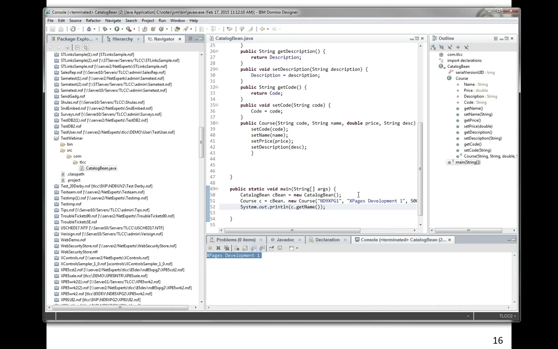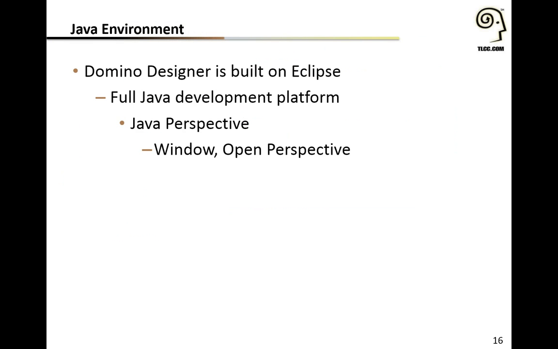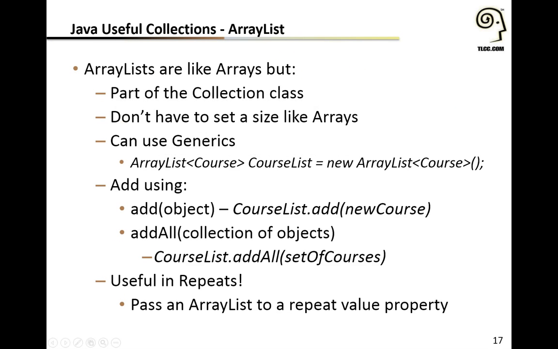So I know my course object's working, and we can take it a step further and build that course list that's going to hold a collection of courses. So let's go talk about that for a second. What I want to make this courses list variable be is I want it to hold an ArrayList of courses. So an ArrayList is like an array. I'm sure everyone's familiar with an array, but an ArrayList is part of what's called the collection classes in Java. The nice thing is you don't have to set a size. Normally in Java arrays you've got to give it an initial size.